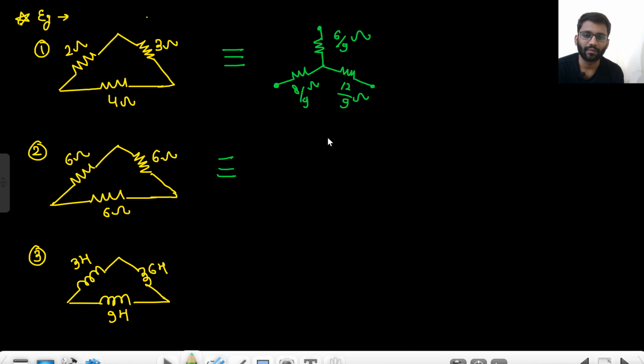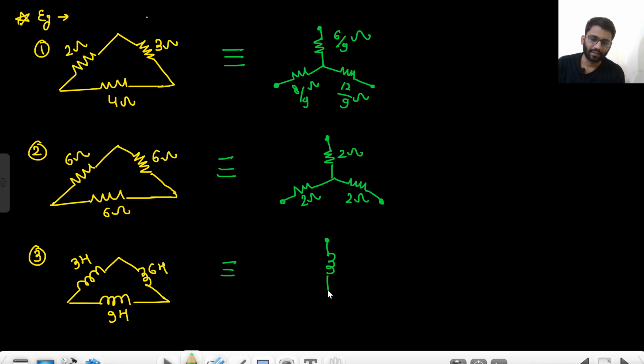Getting it? Now tell me for this, although it is straightforward, everyone can tell it. Multiplication of these two divided by all. So multiplication of these two, 36 by 18, 2 ohm, and 2 ohm and 2 ohm. Tell me for this one. One inductor here, one inductor here, and one inductor here. Okay, let's forget it.